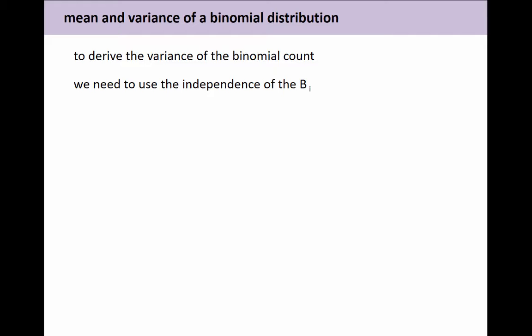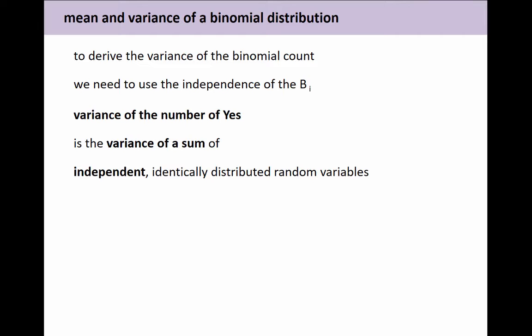Now, to derive the variance of the binomial count, we need to use the independence of the b sub i's, which is really important in applications that we're actually looking at a random sample from the population or random trials. But again, once we make this connection, the variance of the number of yes is the variance of a sum of independent, identically distributed random variables. And I've emphasized the independent because we're going to build that right in to the formula for the variance of the number of yes. So here we go.